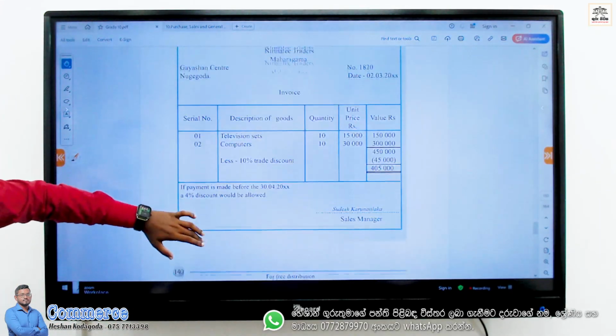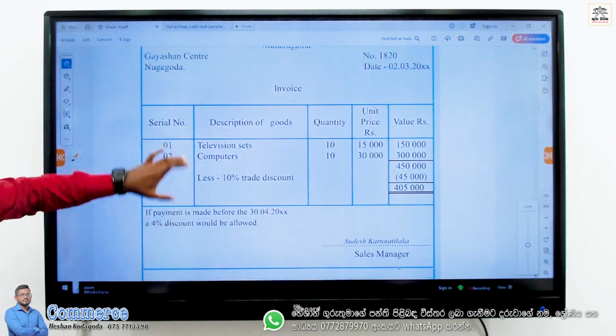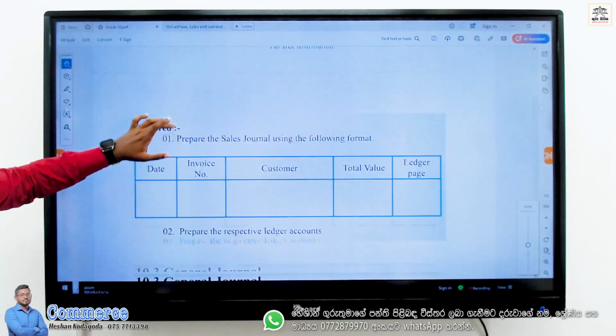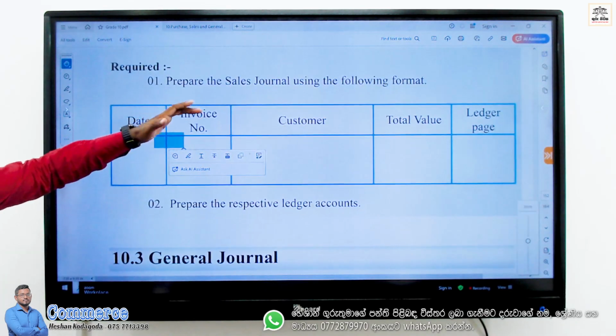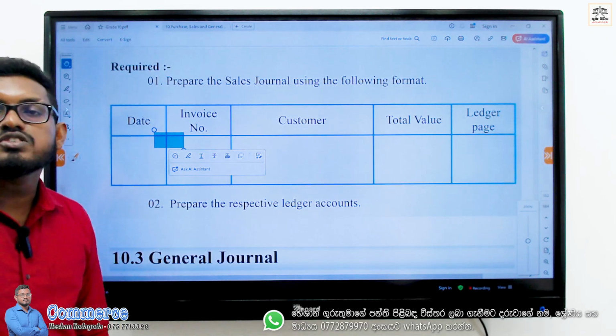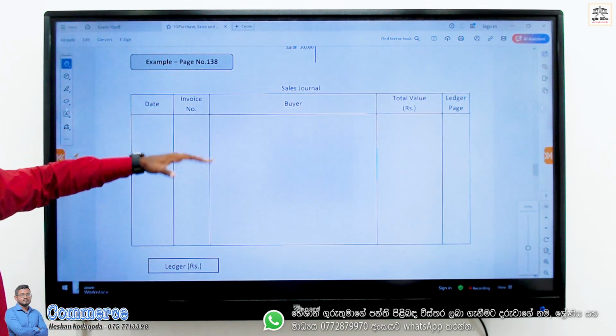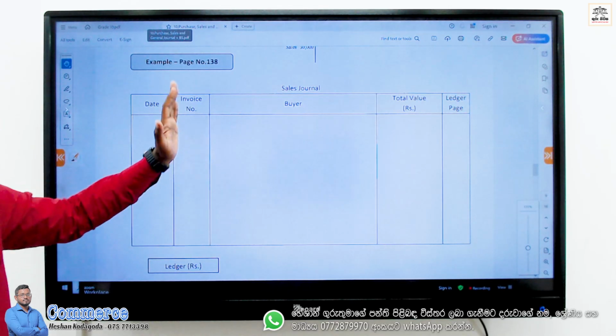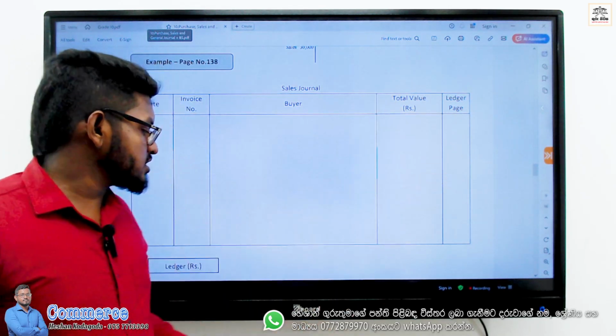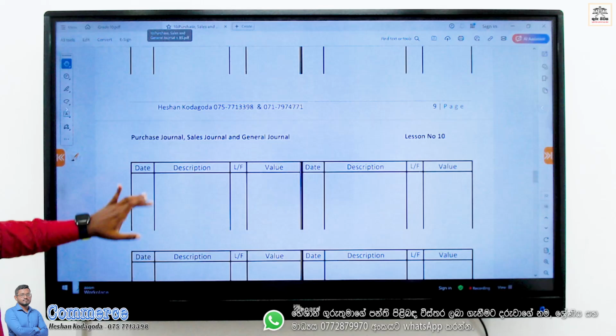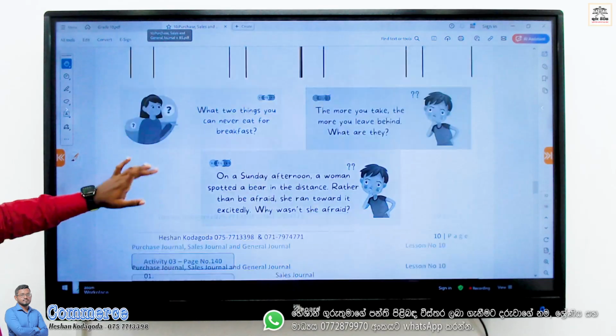Right? You can see these. So what are the requirements in here? The requirement is to prepare the sales journal and the relevant respective ledger accounts. In my tute, you can see I have prepared the sales journal. Date, invoice number, buyer, total value on the ledger page. You can see there are ledger accounts as well.